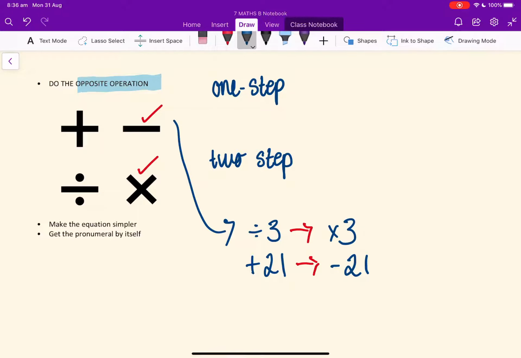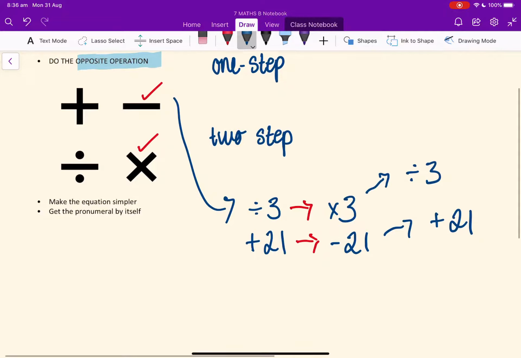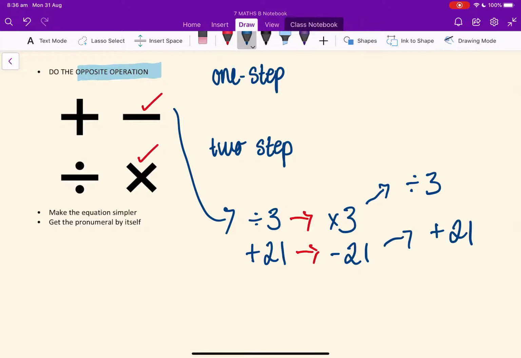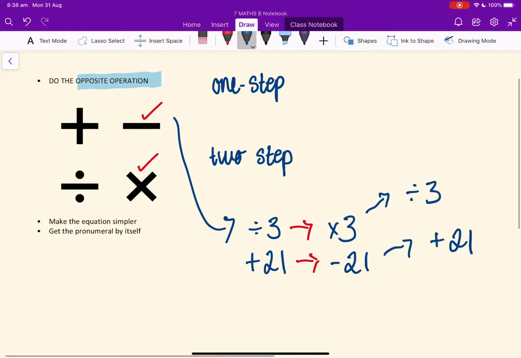And the opposite applies. So for instance, the opposite of multiplying by 3 is divided by 3. And the opposite of to take away 21 is to add 21, okay? Now, when we are doing our operation, what we're actually doing is making our equation simpler, and we're getting the pronumeral, so the letter, by itself. So the pronumeral might be x, a, b, it might be anything, okay?